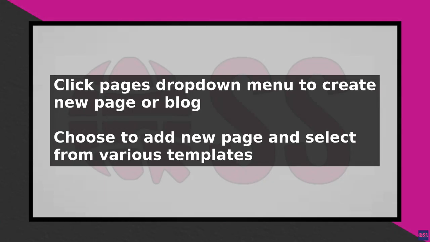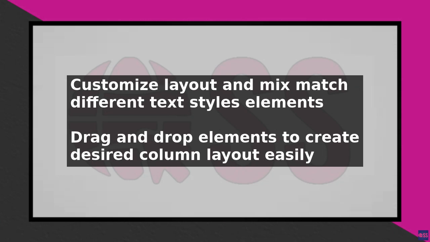From there, you can choose to add a new page and select from various templates such as a blank page, contact page, or gallery. You can also add a text and image section, which will allow you to create columns. To do this, click on the Add Section option, then choose the Text and Image layout.